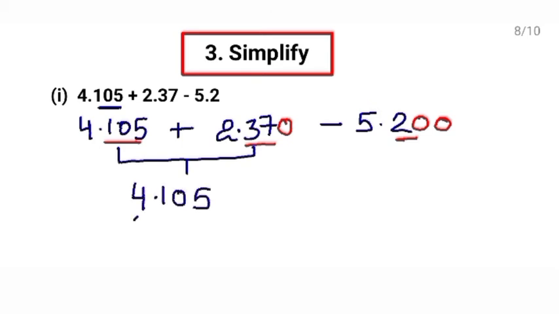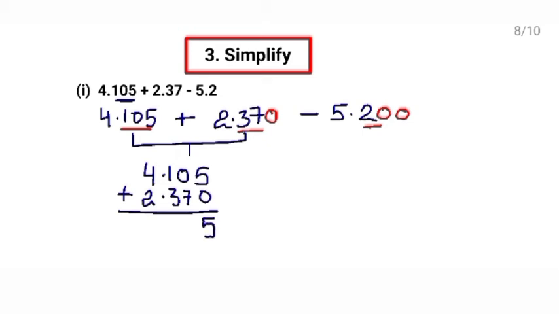4.105, 2.370. 5 plus 0, 5. 7 plus 0, 7. 3 plus 1, 4. Decimal below the decimal, 4 plus 2, 6.